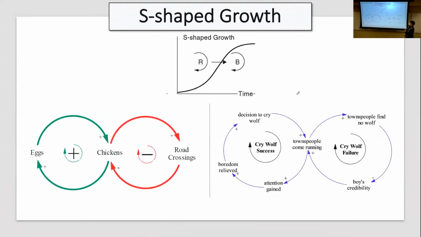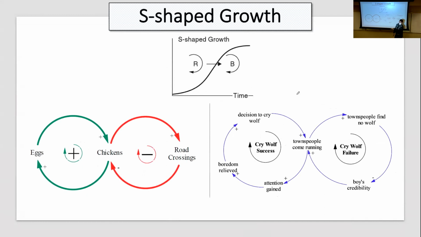Another common one is limits to growth, or S-shaped growth: a reinforcing loop next to a balancing loop. No growth goes on forever. There's always an eventual balancing loop, even with climate change. Of course there are reinforcing parts to climate change, but there are balancing parts as well that will cause climate change to round off in the long run. But when we think about the time scales of these things, we may not be able to count on those natural things.